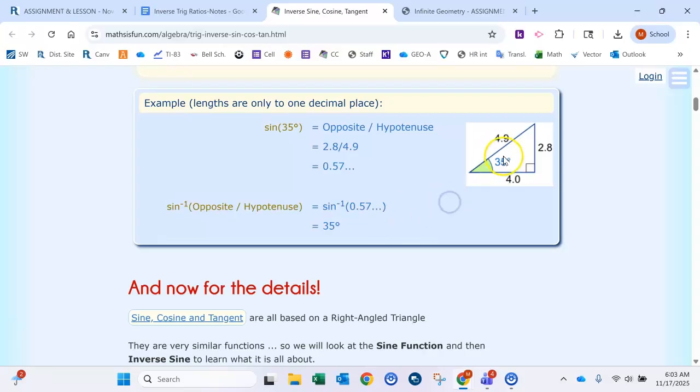But now, what if we don't know 35? What if we only know these? That means that if we take sine negative 1 of 0.57, in this case the sides, we should get 35. So this says 0.57, but let's forget about that for a moment. So please listen carefully on this. Step number 1 when we use our calculator. So remember these two sides, 2.8 and 4.9.